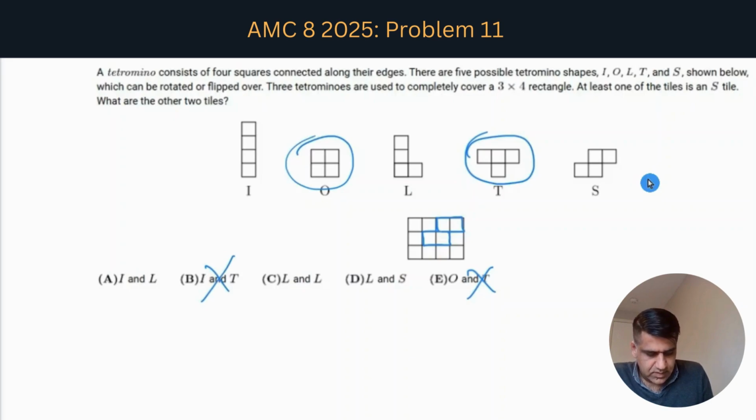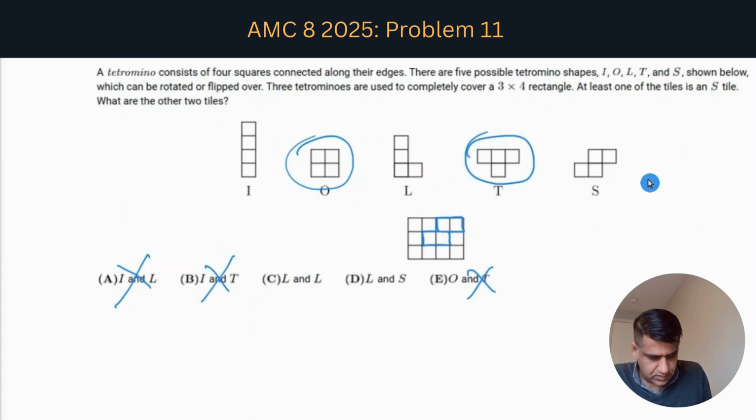And same, we can use I. If we use I here, then we cannot use another I or L. So it means that this is also not possible. And now we can check the remaining option, that is L.